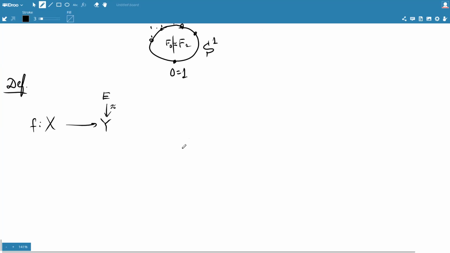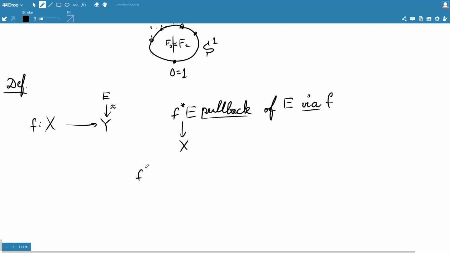So there is defined, well-defined, a new vector bundle, which is called the pullback of E over X. It is called the pullback of E via F, or under F. As any vector bundle is by definition a smooth manifold, we shall first define it as a smooth manifold.